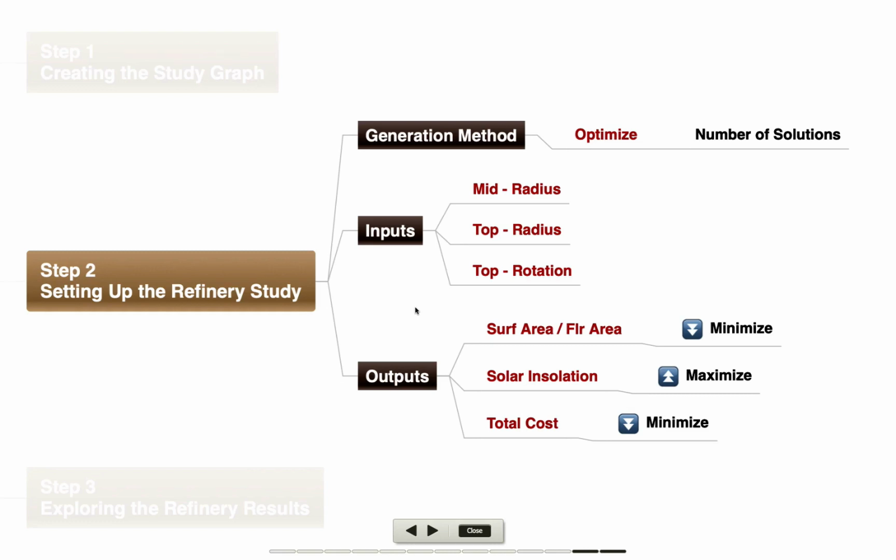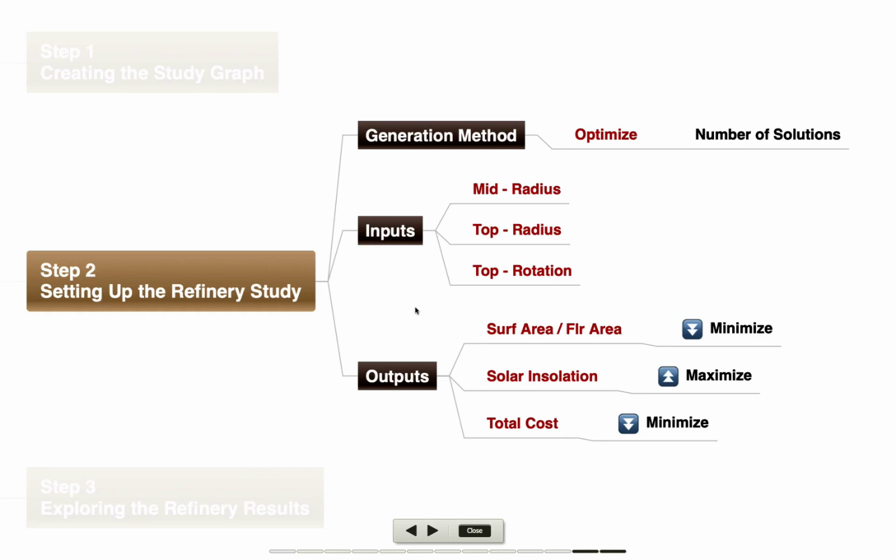For the inputs, I don't have to choose all of the different inputs. Often you don't want to, because you're trying to test a few different inputs at a time to figure out really what the behavior is and drive the ultimate result that you want. In my case, I'm just going to look at a couple of them as opposed to all of them. I'll look at the midpoint radius and the top radius of the tower, as well as the rotation at the top. For the outputs, again, you don't have to choose all of them.